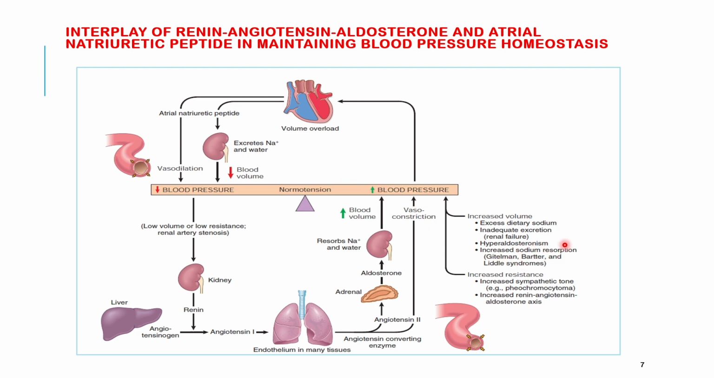We know that sodium reabsorption is increased in Gitelman syndrome, Bartter syndrome, and Liddle syndrome. In those, sodium reabsorption is increased. The individual with hyperaldosteronism will have a high blood pressure. If you have renal failure, then sodium excretion is impaired, so there will be excessive reabsorption of sodium, which will ultimately lead to increased blood volume and high blood pressure. Excessive dietary sodium intake obviously will lead to high blood pressure because of excessive reabsorption. You are taking more sodium, so more reabsorption, and blood volume will be increased.